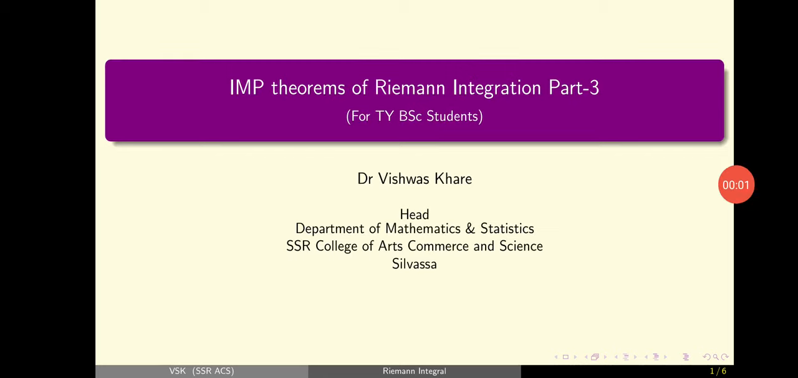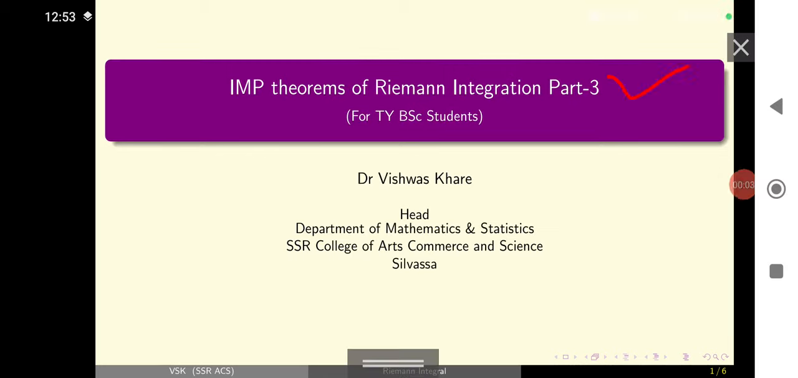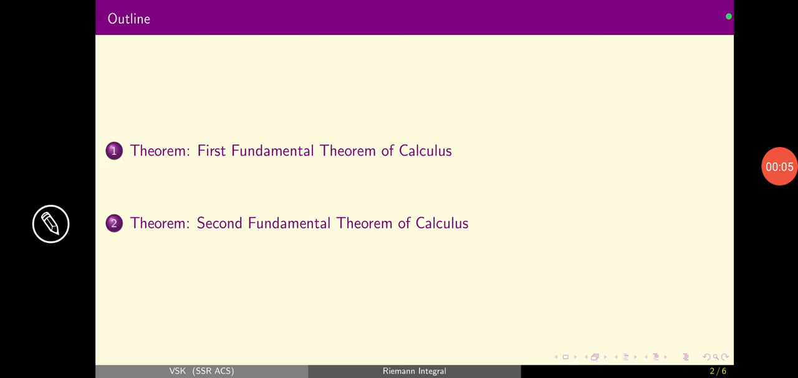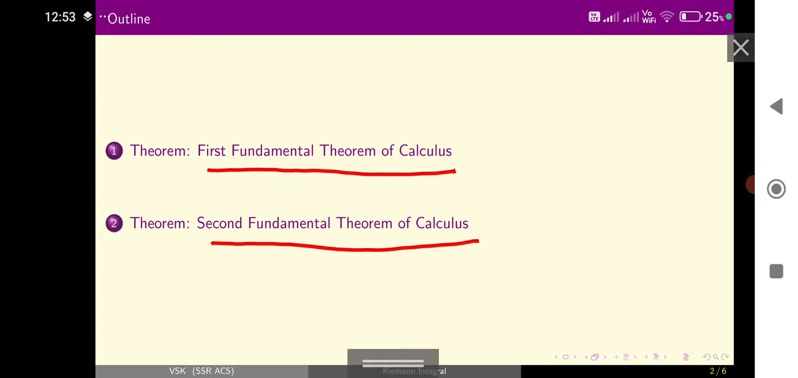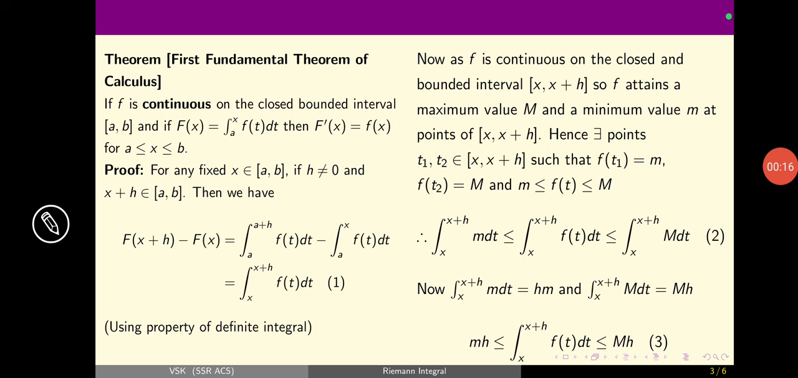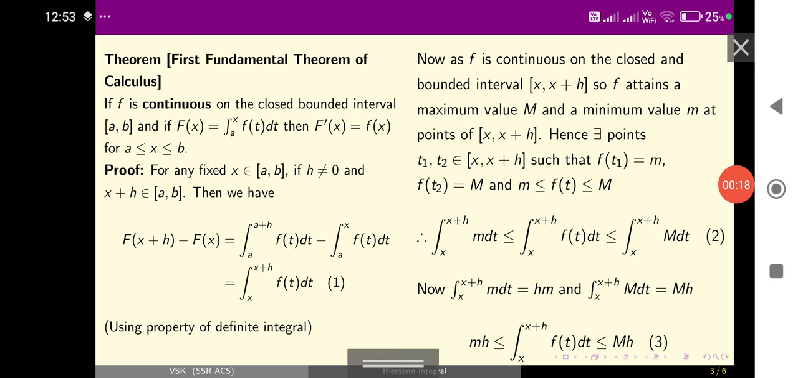The topic of this lecture is important theorems of Riemann integration, part 3. So we'll cover these two theorems in this lecture: the first fundamental theorem of calculus and the second fundamental theorem of calculus. So let us see the statement. First fundamental theorem of calculus.